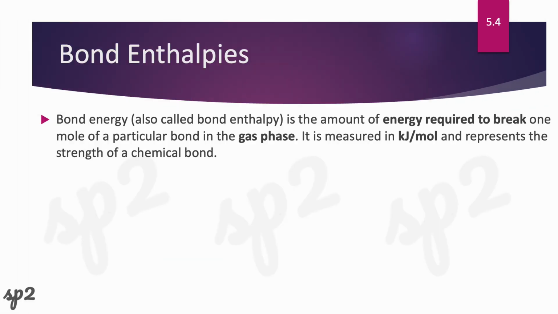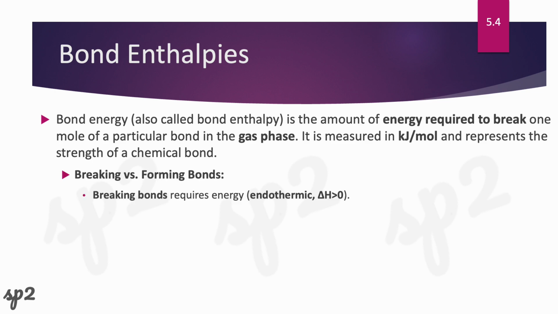Okay, so here's the last one, which is using the bond enthalpies. By definition, the bond enthalpy, or bond energy, you can say either of them, is the amount of energy required to break 1 mole of a particular bond in the gas phase. This is typically measured in kJ per mole, and it represents the strength of a chemical bond. So if I have a stronger bond, I'm expecting even more energy to be required to break that bond. We have to be careful with the positive and negative signs here.